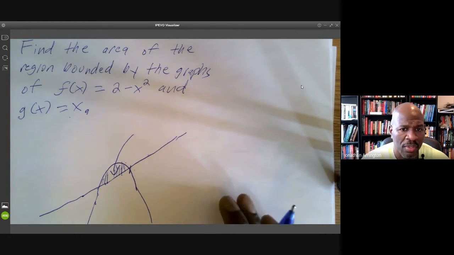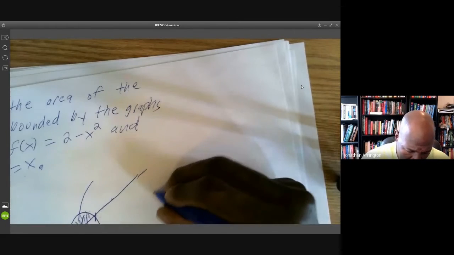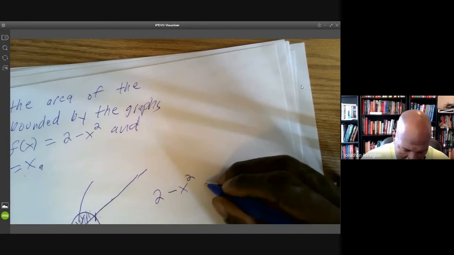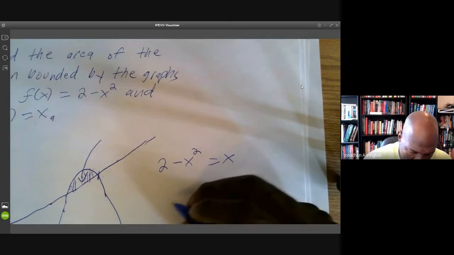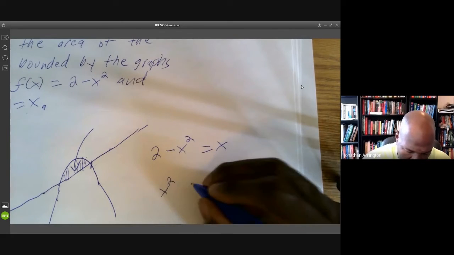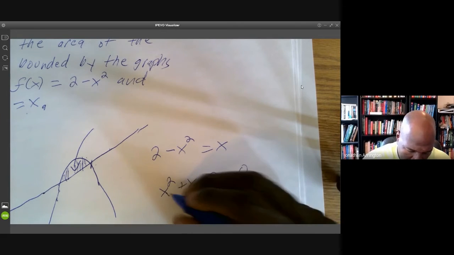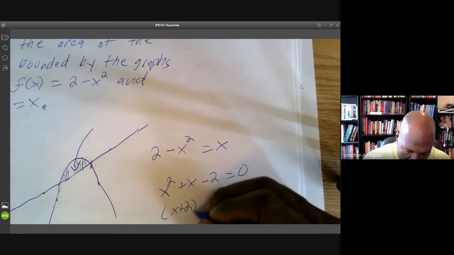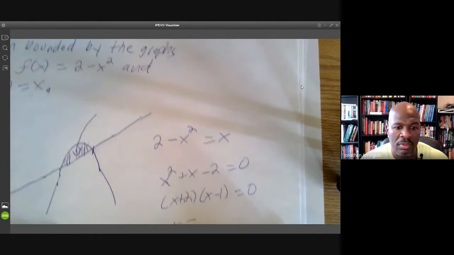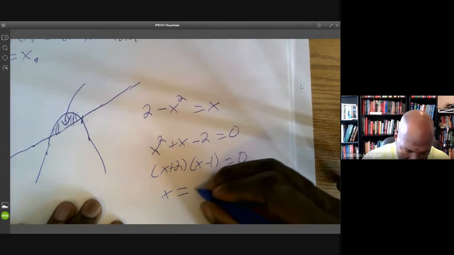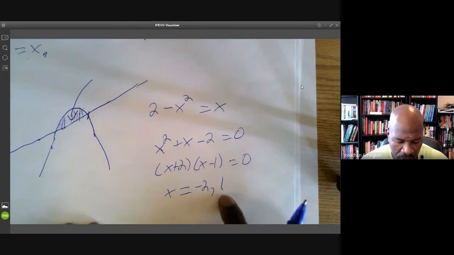All right, so let's first find the points of intersection. So let's set these two equal to each other. And so 2 minus x squared equals x. And so again, I'll move this stuff over, and we'll have x squared plus x minus 2 equals 0, which is x plus 2 times x minus 1 equals 0, which means the points of intersection are -2 and 1. So we're going to integrate from -2 to 1.